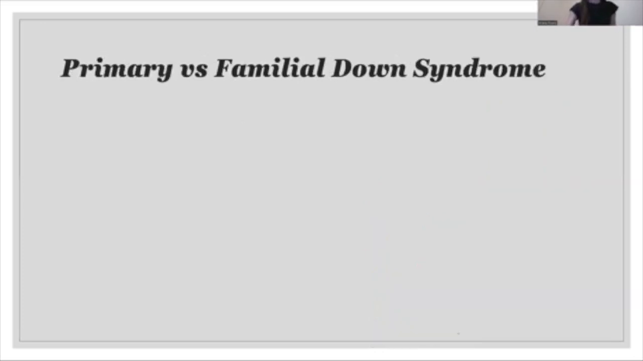Let's talk about Down syndrome now. There are 2 types of Down syndrome, primary and familial. Most likely you are more familiar with the primary type and not the familial. First, let's talk about how they're similar. Both are going to have 3 copies of chromosome 21, because Down syndrome is also called trisomy 21. But then how do they differ?